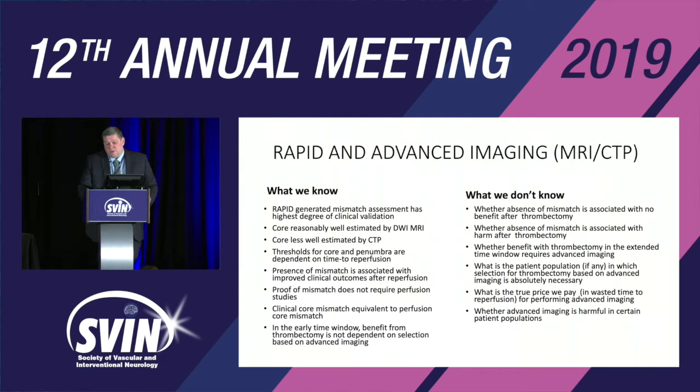There are things that we don't know. First of all, whether absence of mismatch is associated with no benefit after thrombectomy. We have no data that if you have no mismatch, you won't benefit after thrombectomy. We have no data whether absence of mismatch is associated with harm after thrombectomy. And we don't know whether benefit with thrombectomy in the extended time window requires advanced imaging. We don't know what is the patient population, if any, in which selection for thrombectomy based on advanced imaging is absolutely necessary. Are there any patients where we absolutely need to do advanced imaging?